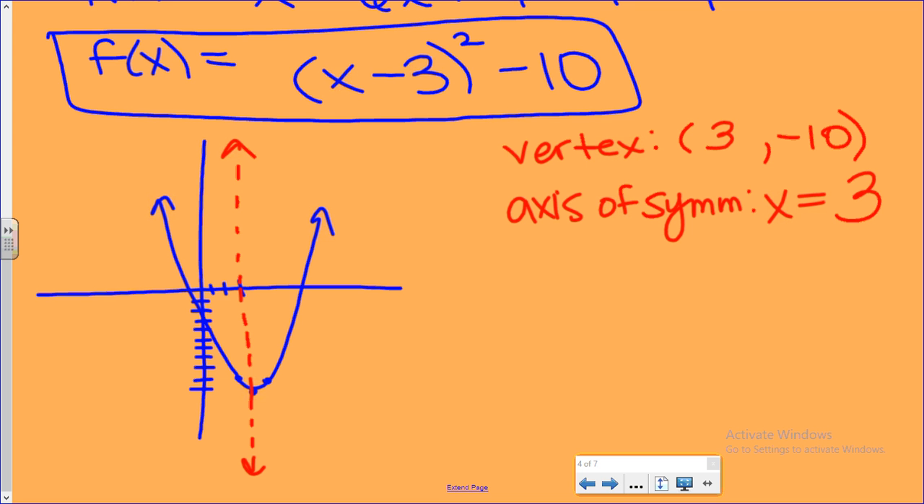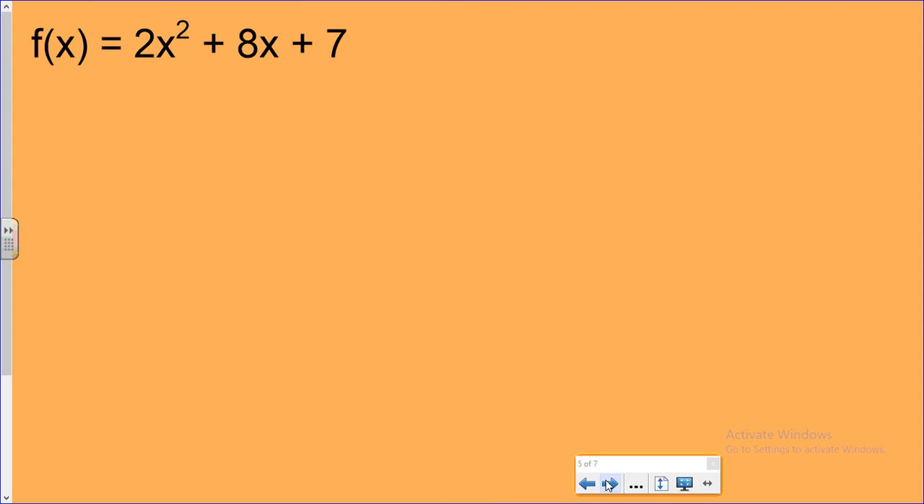All right. Should we do another example? We need to practice this completing the square. All right. What's different about this equation? The leading coefficient is not 1. That doesn't mean we can't do it at all. That just means we have to do something to it before we can complete the square.